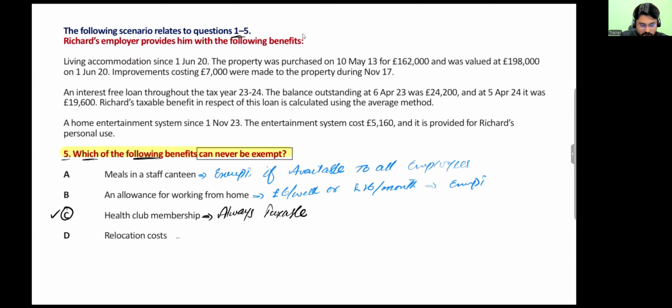Whereas relocation cost is exempt up to £8,000 and excess is taxable. For option A, B, and D, these benefits are exempt in some circumstances. To some extent, these are exempt, but health club membership is never an exempt benefit. So option C is the correct answer for this question, and the majority have selected it.